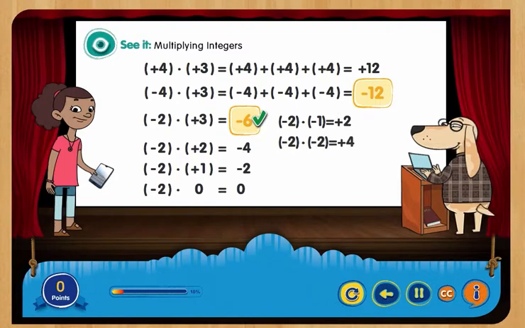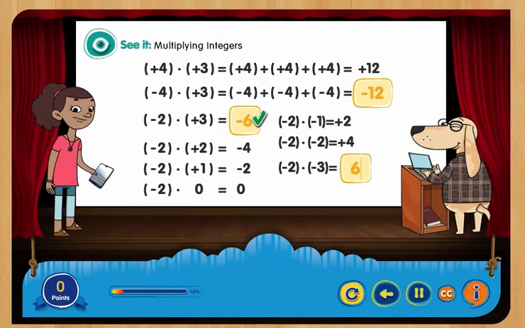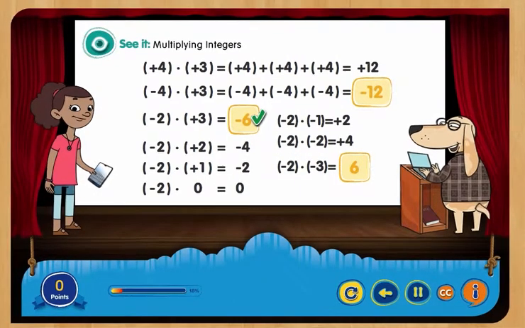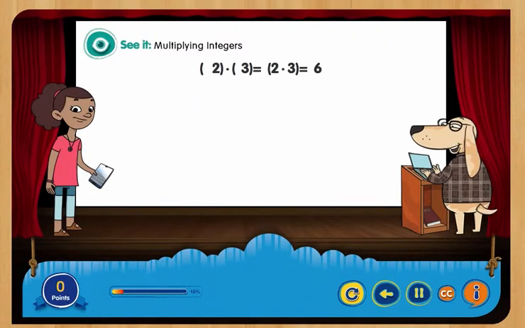Exactly. So it's only logical that if I keep decreasing the multiplying factor, the result should continue to increase by 2. And that means negative 2 times negative 1 is 2, negative 2 times negative 2 is 4, and negative 2 times negative 3 is what? That's it. So hopefully this makes the rule clear for you.